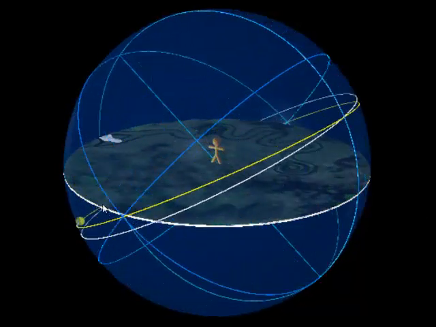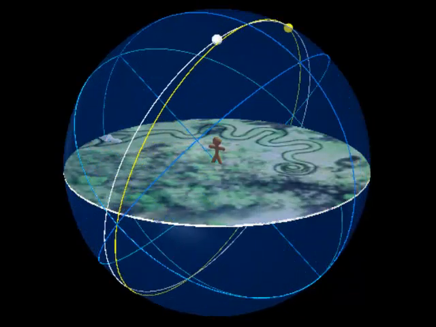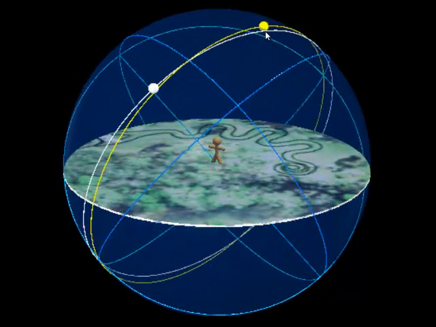Okay, this is a simulation of the motions of the sun and the moon in the sky. Here the yellow dot represents the sun and the white dot represents the moon. And the Earth in this simulation is a flat disk and the sky is a sphere. This is the apparent view of the Earth and sky if you just walked outside and looked up.